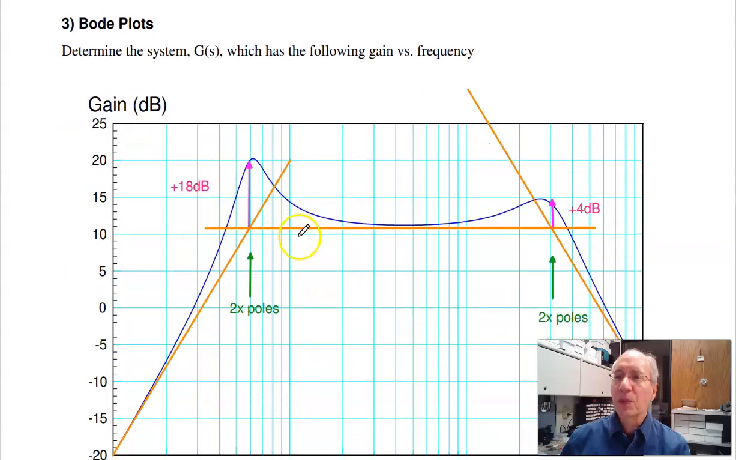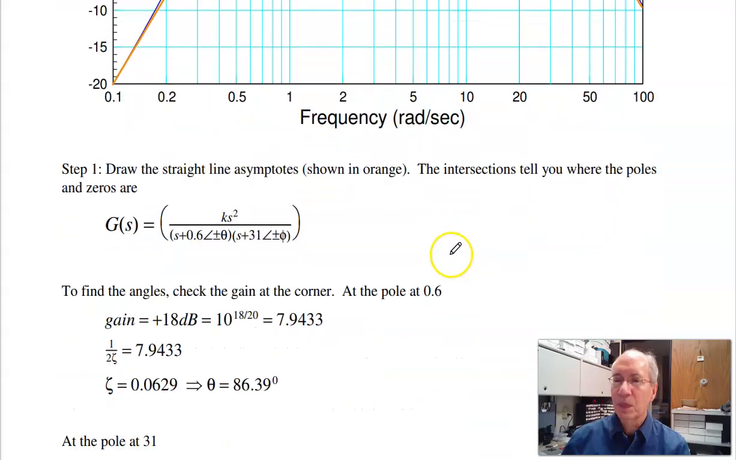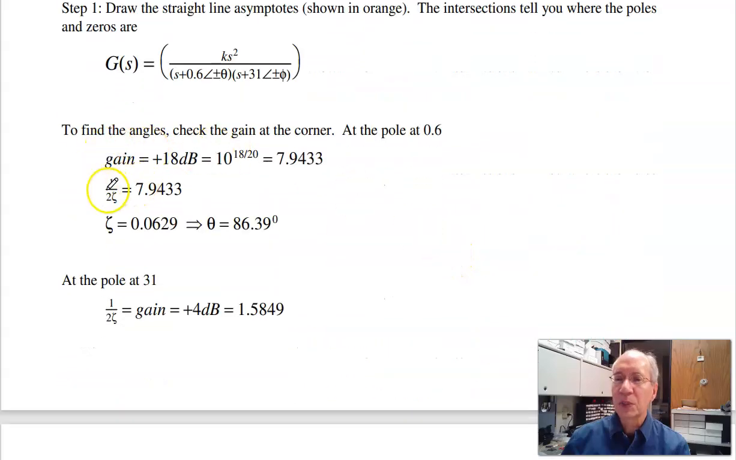Problem 3 is given the Bode plot, the blue line, find G of S. Well, to do that, I draw the straight line asymptotes at multiples of 20 dB per decade. So this is at plus 40, 0, minus 40. I've got a change of 40 dB per decade right here, so that says there's 2 poles at 0.6, another 2 poles at 31. To find the angle of the poles, I find the gain of the resonance. This is 18 dB, that's 4 dB. So the gain at the corner is 1 over 2 zeta.